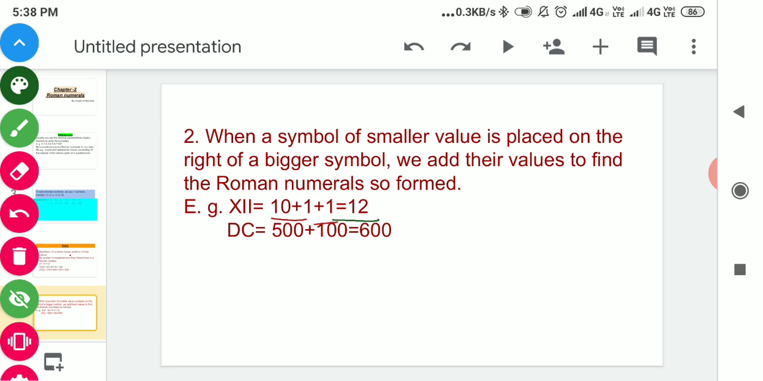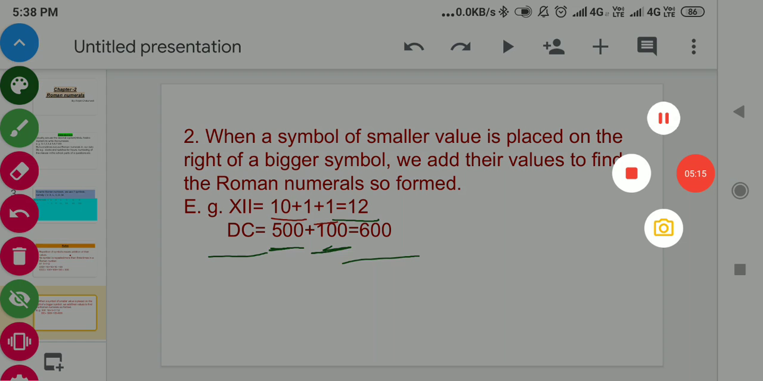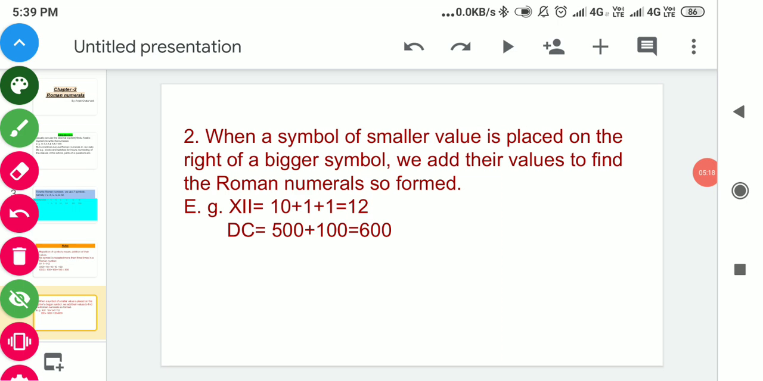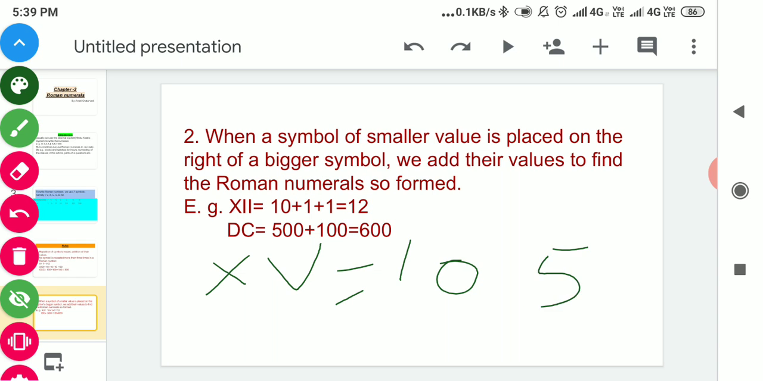Take another example, DC. D means 500 and C means 100. This is given in decreasing order. So according to this rule, we will do addition here. 500 plus 100 will give 600. Let us take some more examples. XV. This X means 10 and V means 5. So this is given in descending order. According to this rule, we will add and it will give the value 15.